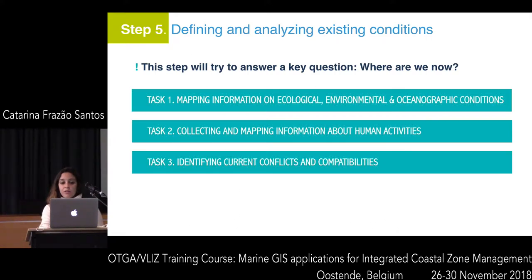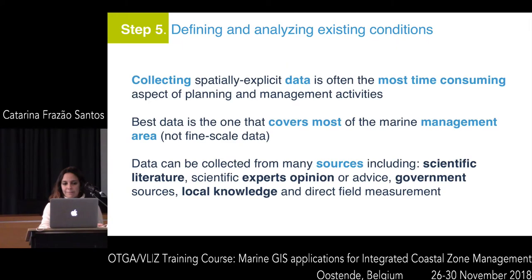To answer this, there are three tasks: mapping information on ecological, environmental, and oceanographic conditions, collecting and mapping information about human activities, and identifying conflicts and capabilities. In reality, tasks one and two will provide information to develop task three. An important aspect is that collecting and compiling spatially explicit data is often the most time-consuming aspect of planning and management activities. You have discussed data management information throughout the week, so you know this is a very challenging task.